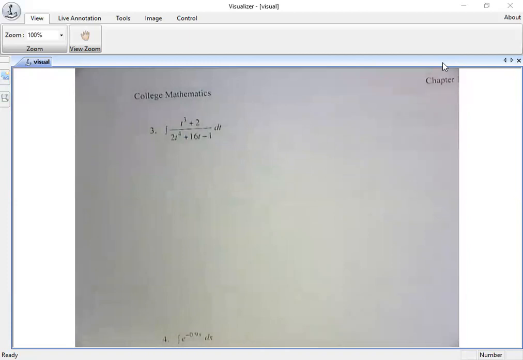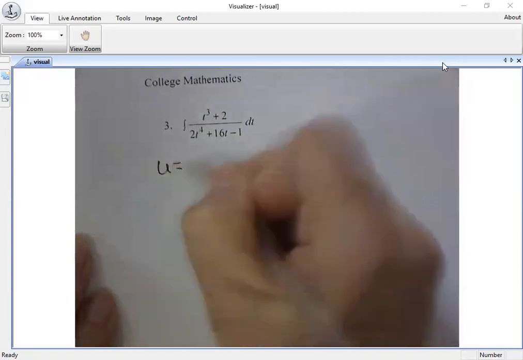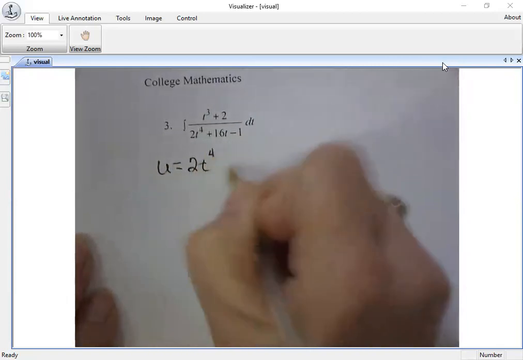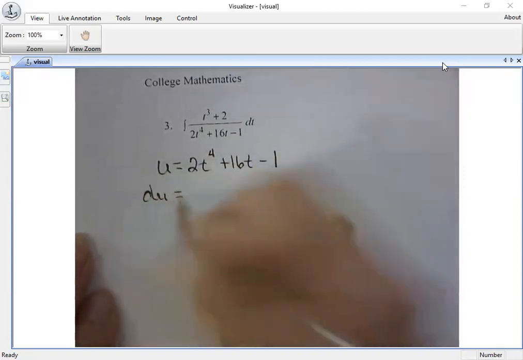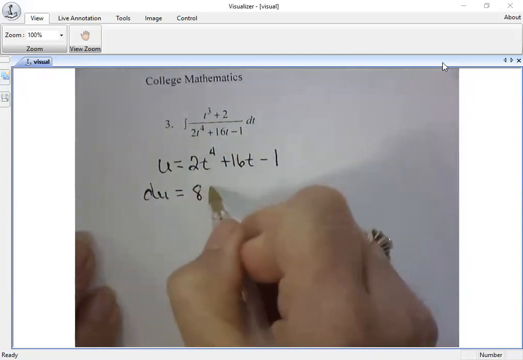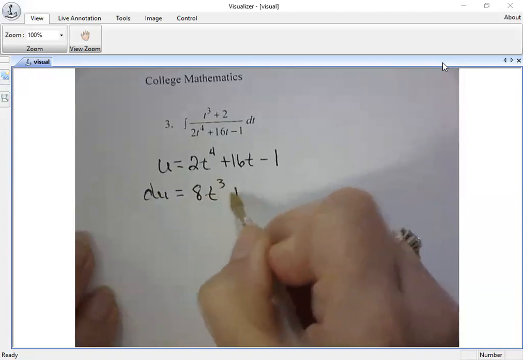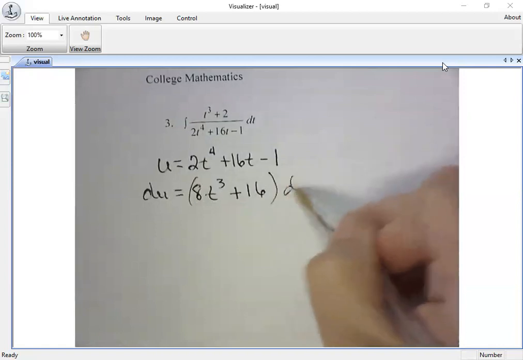So I think we need to figure out if it's possible to do a U-substitution. If I were going to try to do a U-substitution, what do you think we'd let U equal? Yeah, the denominator. So let's see if that would work. If U equals 2t to the 4th plus 16t minus 1, what would that mean du would have to equal? 8t to the 3rd plus 16. And of course that would be dt, okay?